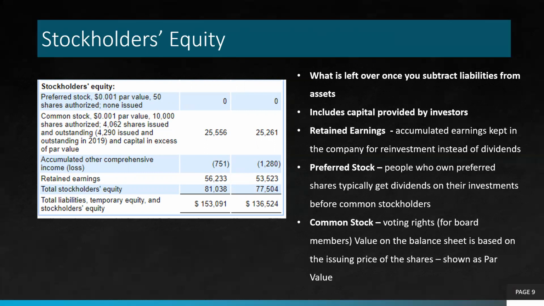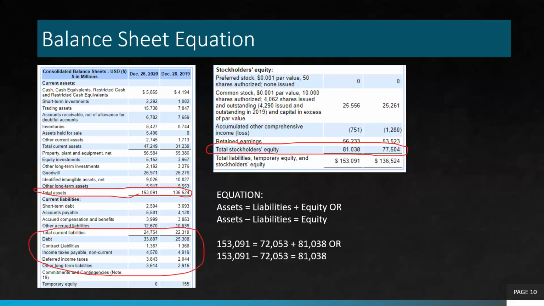You'll sometimes see preferred stock. People who own preferred stock typically get dividends on their investments before the common stockholder. With the common stockholder, you have voting rights for board members, and the value on the balance sheet is based on the issuing price of the shares. So again, you may see this information or not on different balance sheets that you look at for different companies, right?